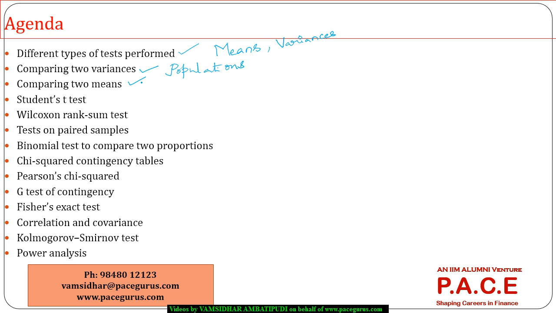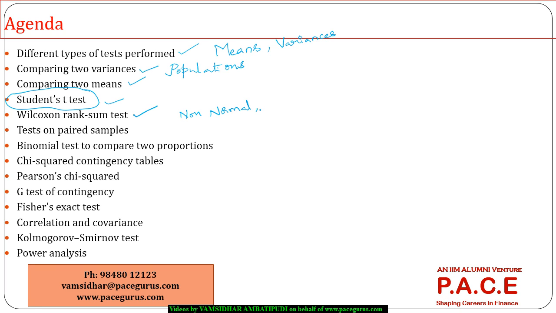If I have to compare the means between the two populations and come out with a conclusion, what kind of tests can I use? In the process, we will be understanding the student's t-test in detail, which we have used even for the one sample case. But in the two sample case, how do I use the student t-test? Then we'll also talk about the Wilcoxon rank sum test, which is the non-parametric version of the student t-test, especially when your data is non-normal.